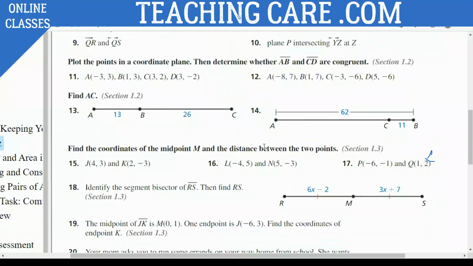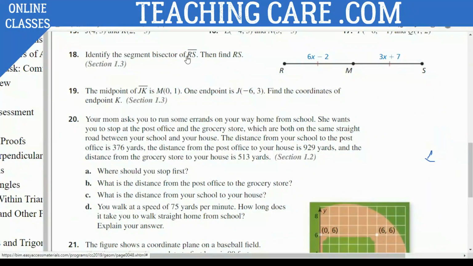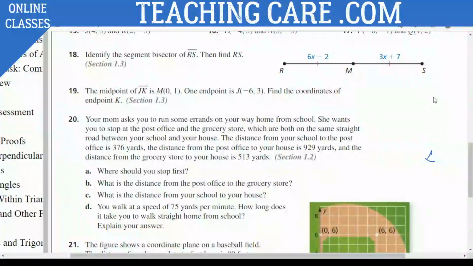This one you have already answered this time. Just give me a second. Okay, identify the segment bisector of RS, then find RS. What is RS then? 32. Yes, right. Now, they have given the midpoint of JK is M. That is 0,1, and one endpoint. They have given, find the coordinates of the other endpoint. Six, negative one. Okay, good.